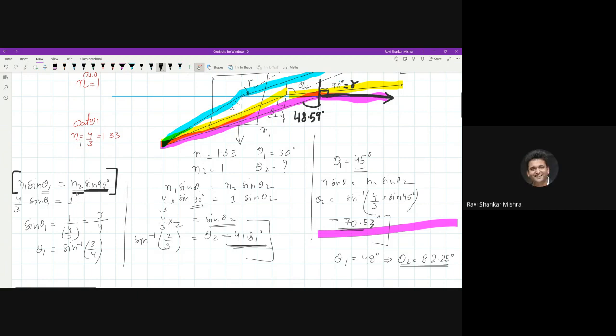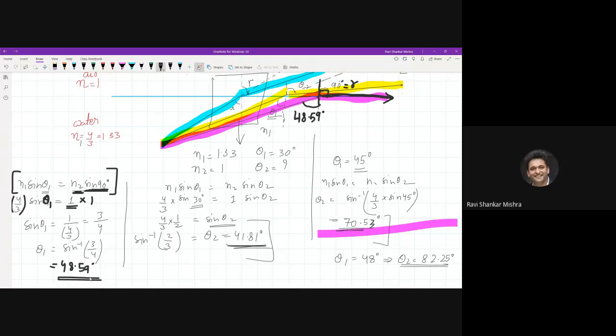N2 is air, so refractive index is 1, right? N1 is 4 by 3, refractive index of water. I want theta 1 value. What is the theta 1? So theta 1 will be equals to 1 divided by 4 by 3, 3 by 4. Sine inverse 3 by 4, theta 1 will be equals to 48.59 degree. And sir, where did the sine 90 go?